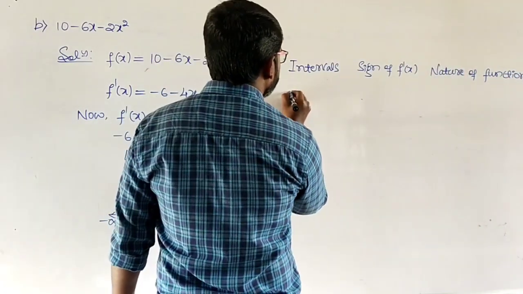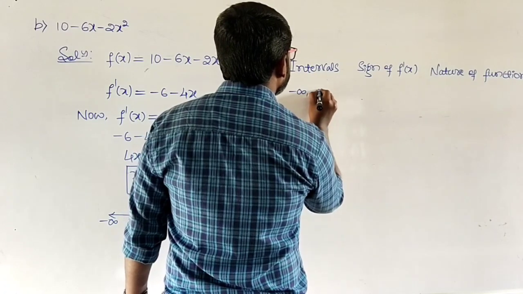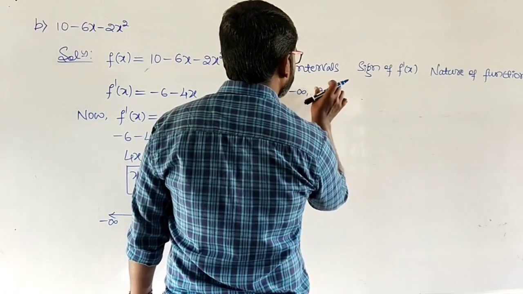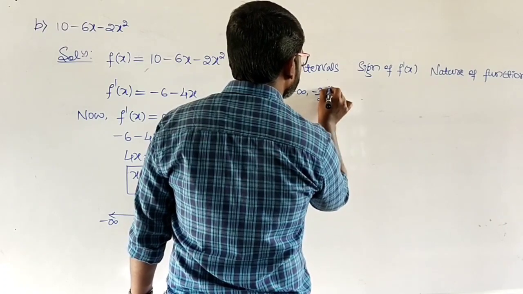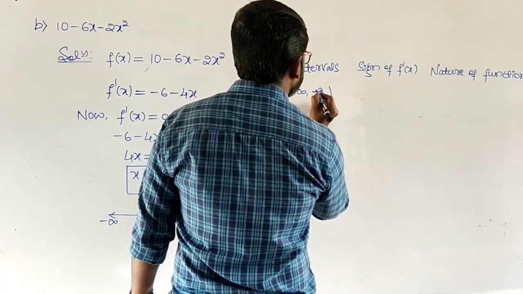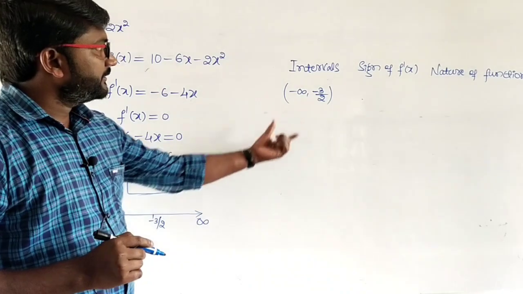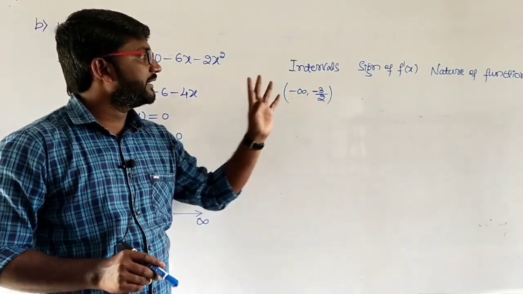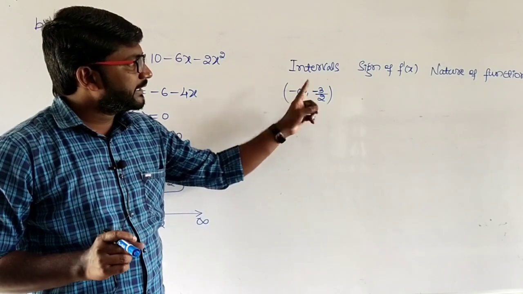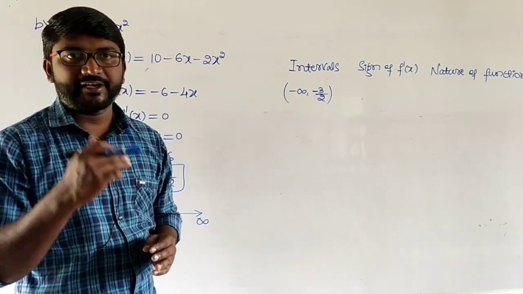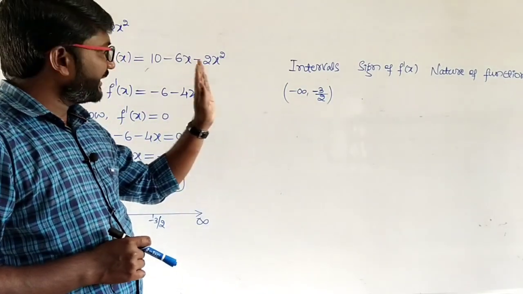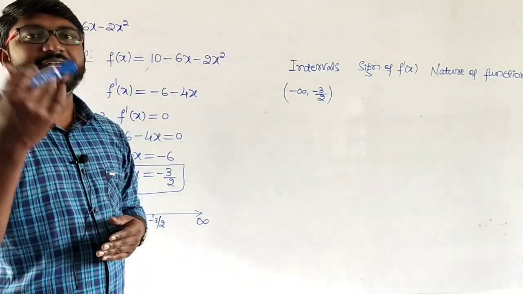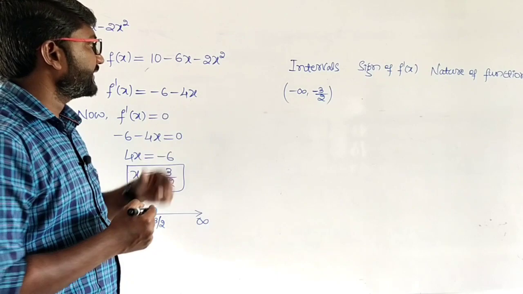It is minus infinity comma minus 3 by 2. Then you have to take a value in between this. Leave the end points, take one value. Minus 3 by 2 is nothing but minus 1.5. So minus 1.5, minus 2, minus 3 and so on. So let us take up minus 3 and substitute in f dash of x.